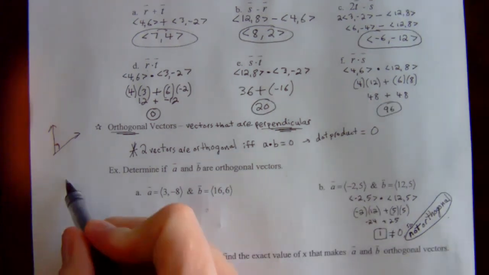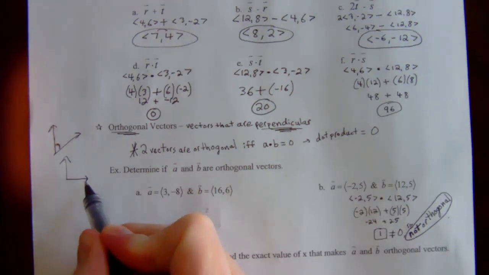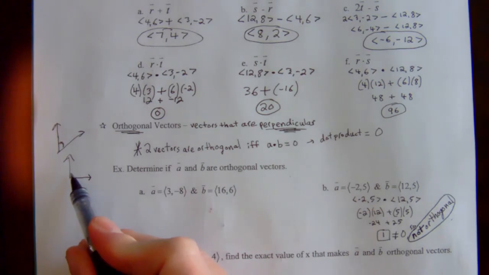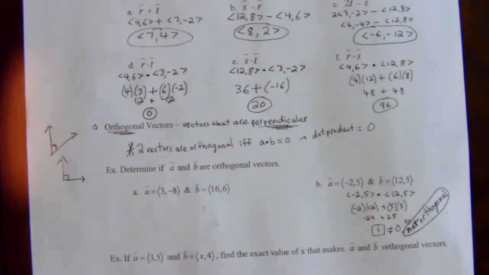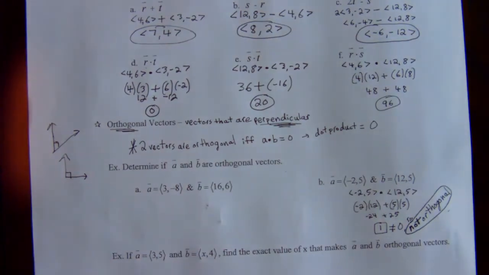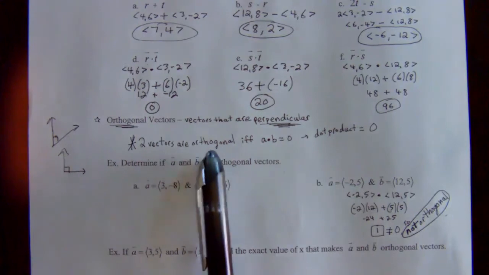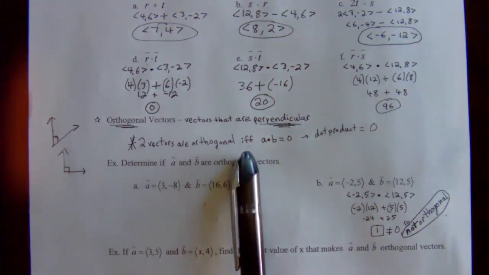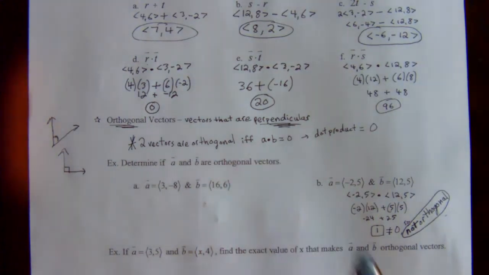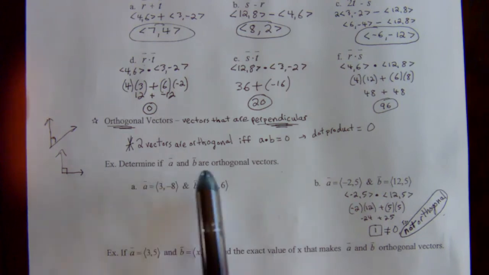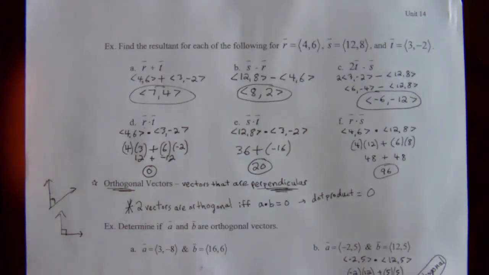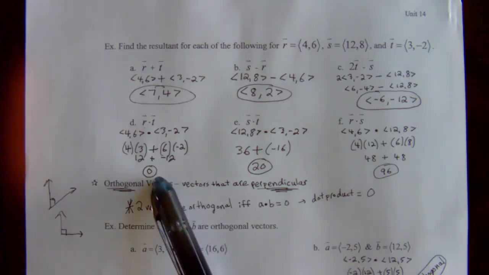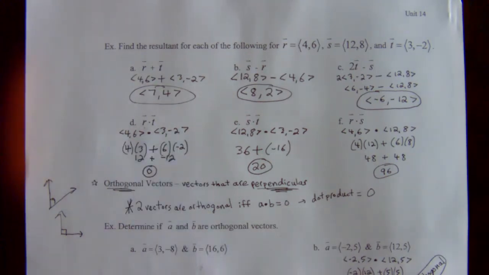So if I have a vector like that and a vector like that, I can show you how to tell for sure: is that really going to be orthogonal vectors? Is that really going to be perpendicular? Is that really going to be 90 degrees there? So here's a theorem. It says 2 vectors are orthogonal if and only if the dot product is equal to 0. So if I say determine if vectors are orthogonal, you're going to do what you did up here. If you get 0, like we did on this one, yes, those 2 vectors would be orthogonal.